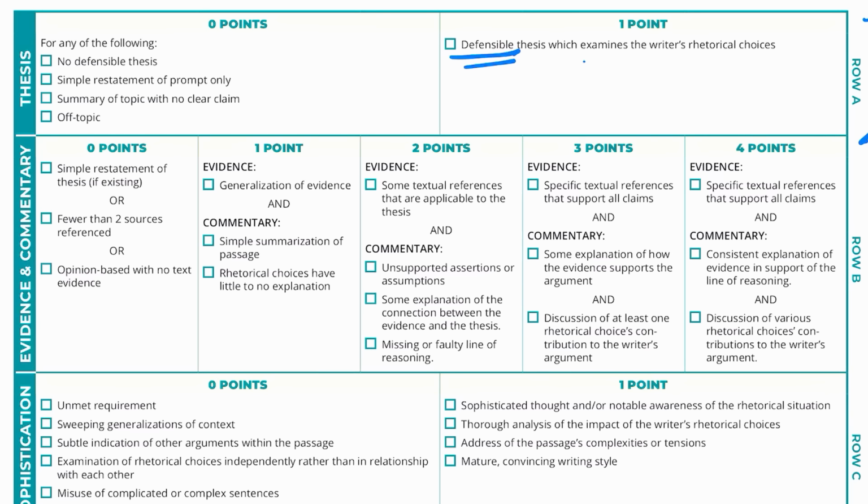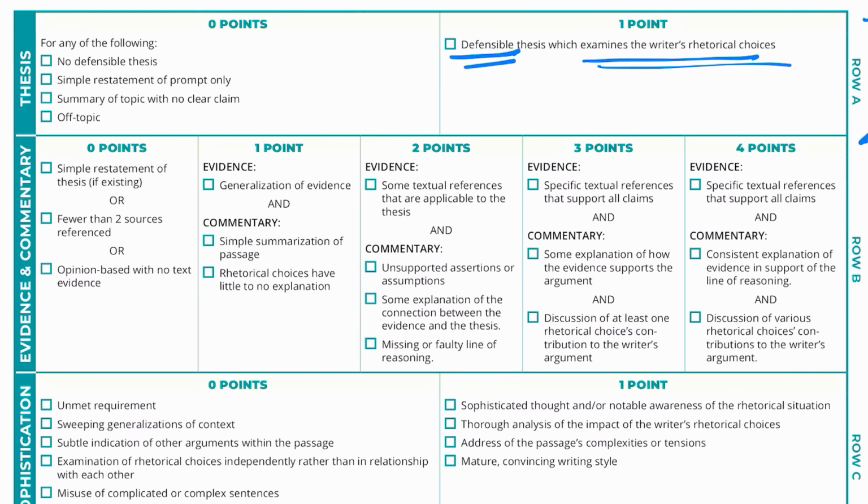You need to examine the writer's rhetorical choices. You can't just give a plot summary of everything that you read in the passage you're given. So let's say it's a letter, the letter opens with a problem and it closes with a solution. If you just summarize the whole time, you're not really analyzing the writer's rhetorical choices. But remember, the thesis point is independent of all the other points. You want to have a thesis at the end of your first paragraph that answers the question.